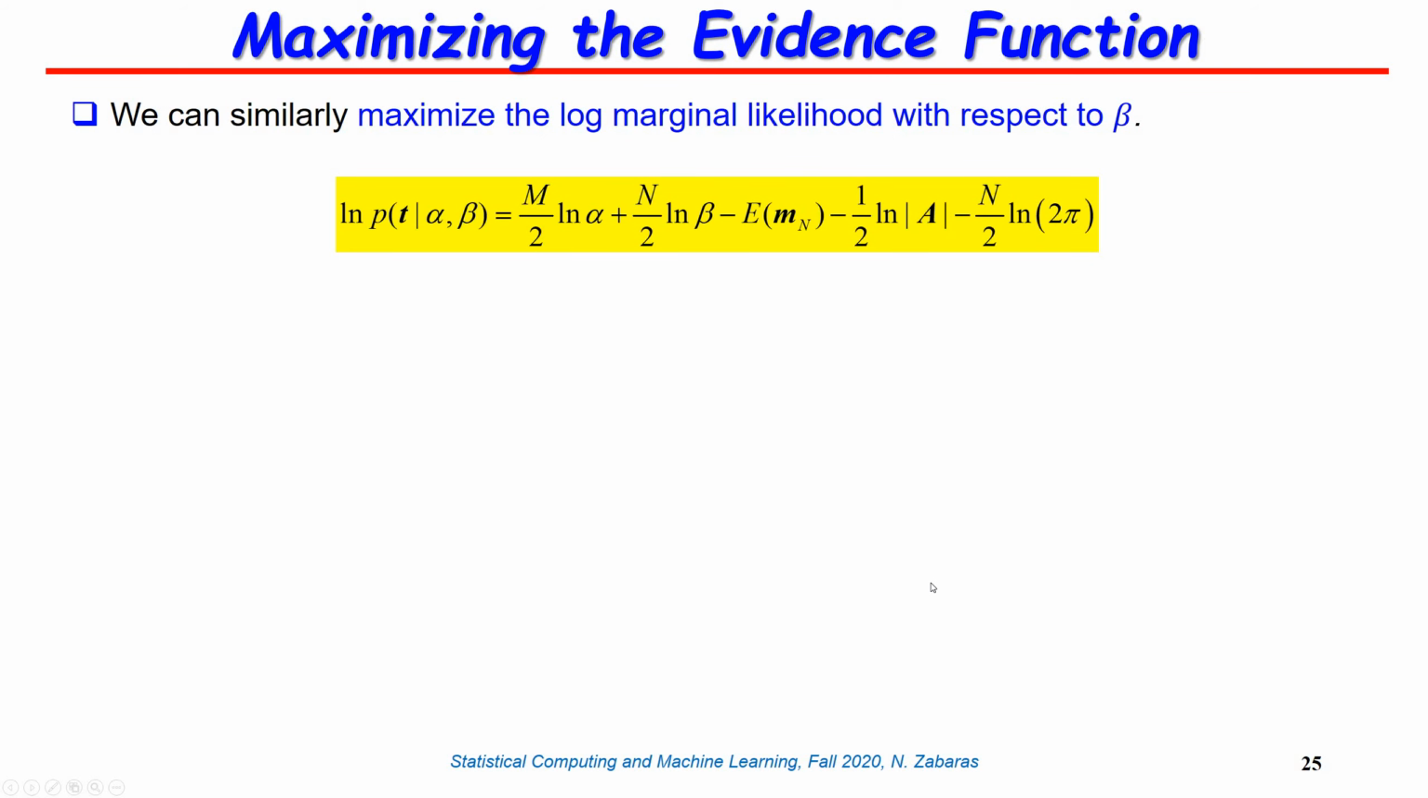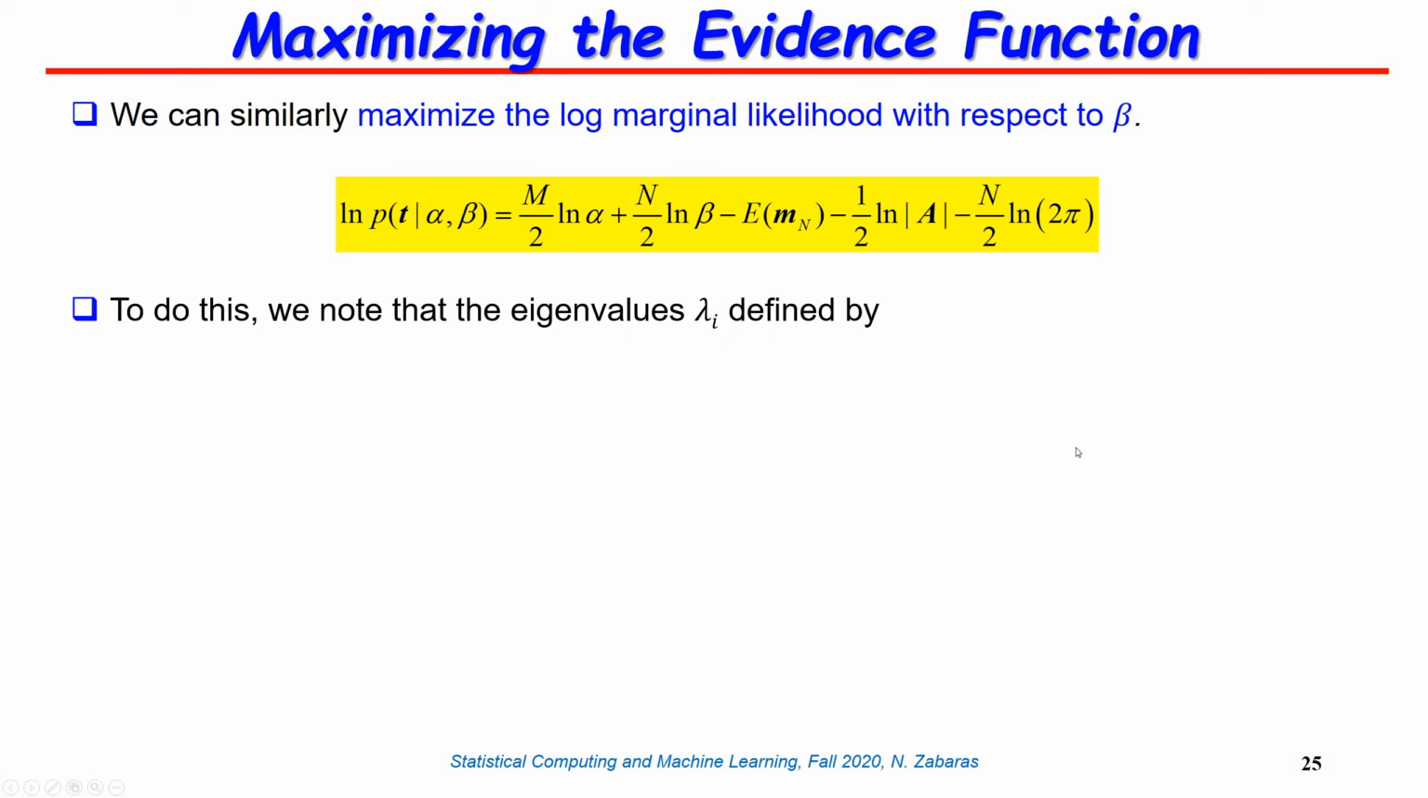Now, I can do the same thing for beta, okay? And I remind you, for beta, things are a little bit more interesting, because these eigenvalues lambda i, you notice, depend on beta, because the way that I define this eigenvalue problem is such that lambda i are the eigenvalues of beta phi transpose phi. Okay?